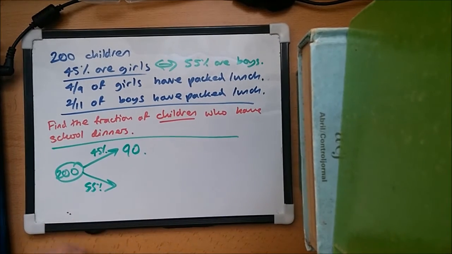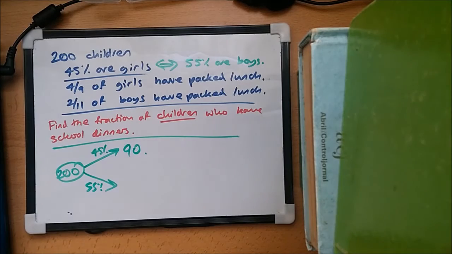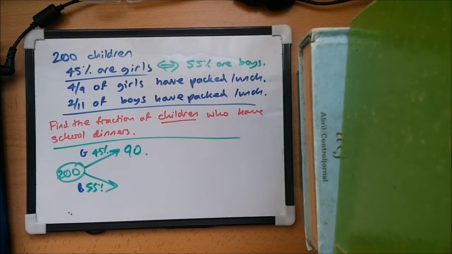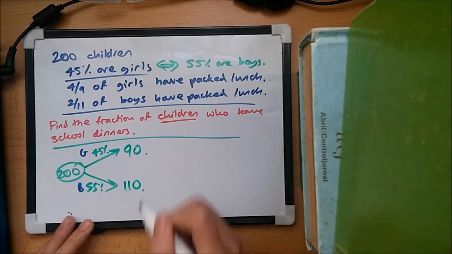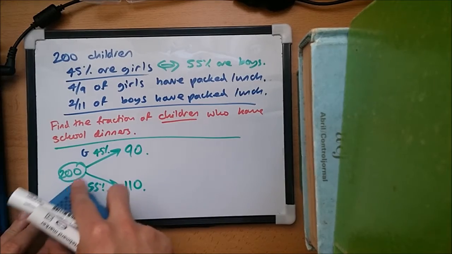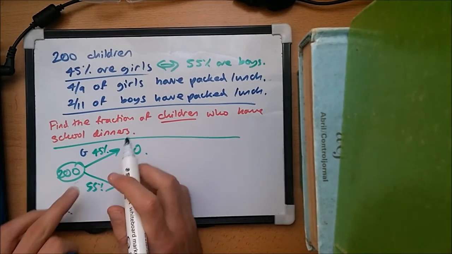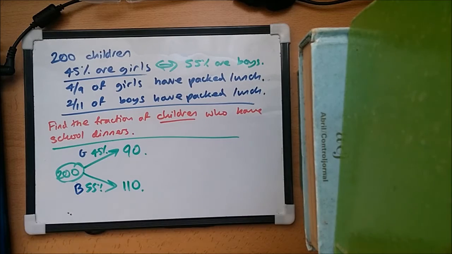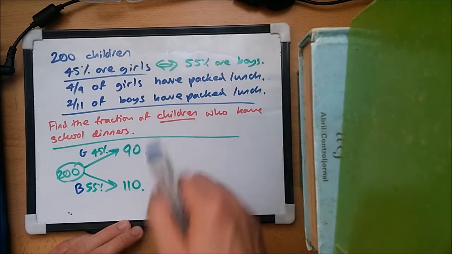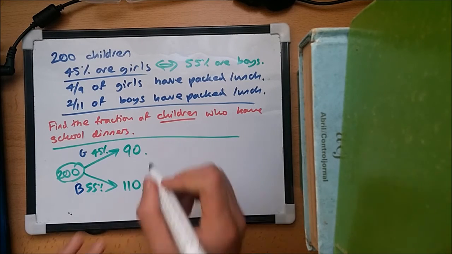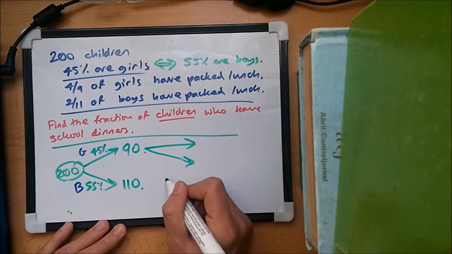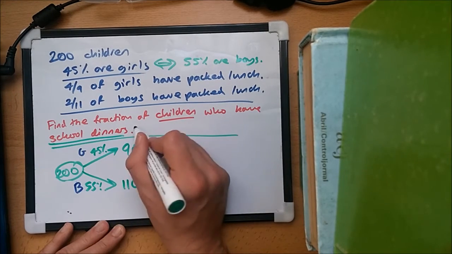So now maybe let me get another color too. This would be the girls' root, and this would be the boys' root. This would be 110. Now we know the next information: 4/9 of the girls have packed lunch. So we need to break this up further, into packed lunch and non-packed lunch. Non-packed lunch is going to be school dinners.